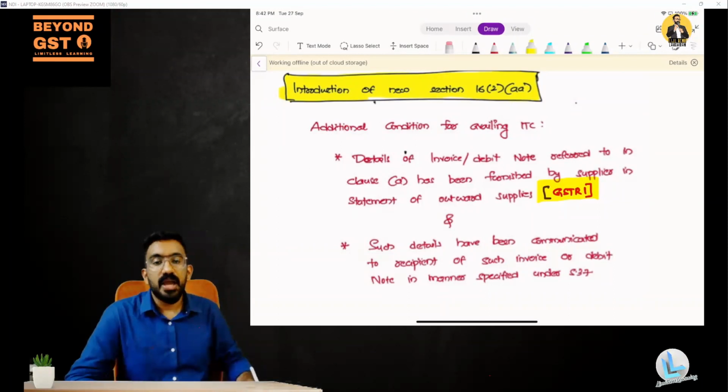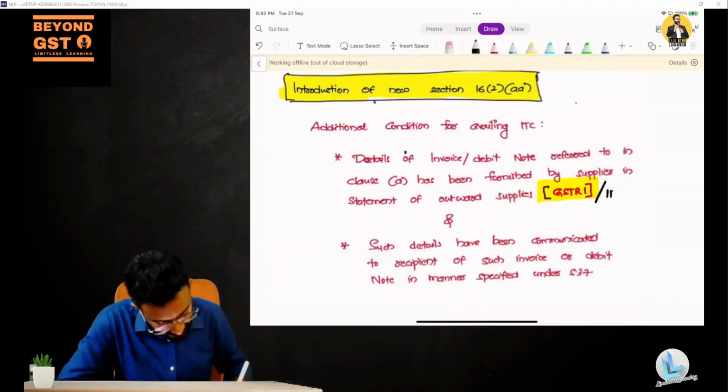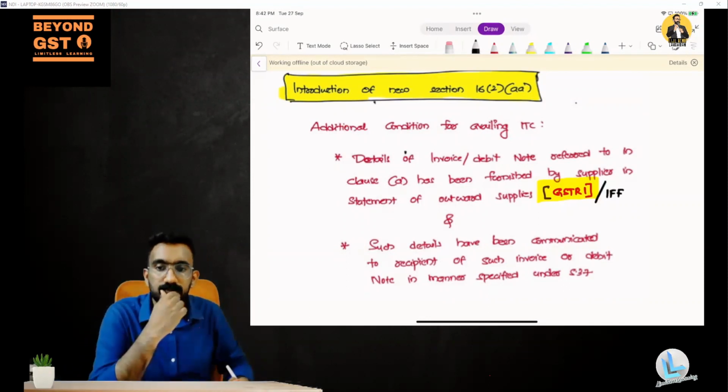Okay. And such details have been communicated to the recipient of such invoice. So it can be GSTR1 or now you have something called IFF. Can someone expand IFF for me in the chat box? Invoice furnishing facility, correct, very good. So you have something called the invoice furnishing facility also.